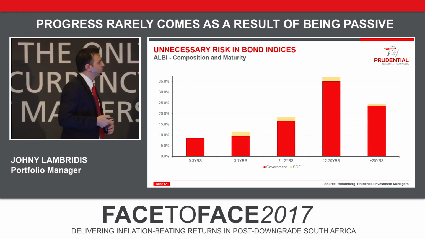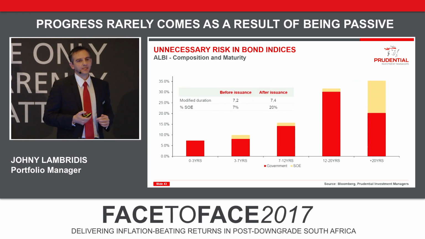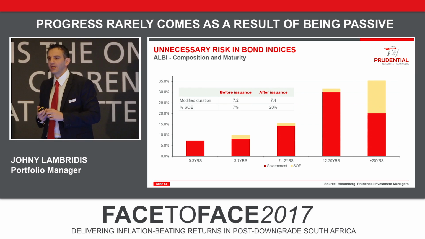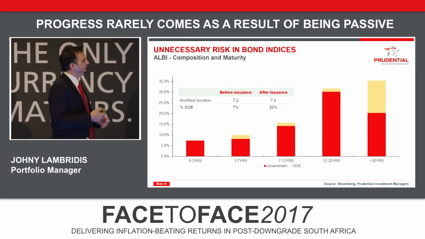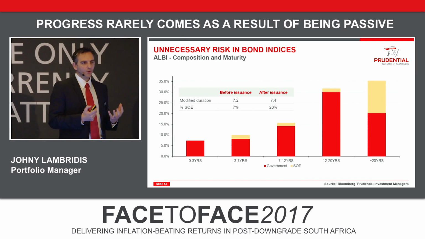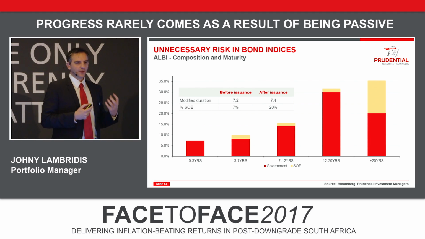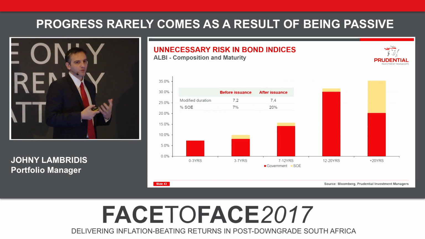Okay, but let's assume after a trip to a shebeen in Saxonwold, the Eskom board decides that it's going to issue a lot more debt to build a nuclear power station that it doesn't necessarily need. What would happen? The ALBI would effectively increase Eskom's weight simply because Eskom has issued more debt. You effectively get more weight in the index to those companies or countries that have issued more debt. And effectively, you would pick up a lot more risk.